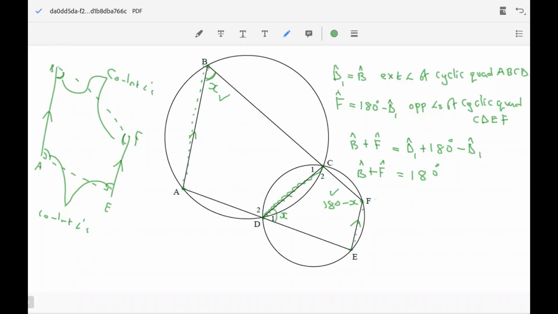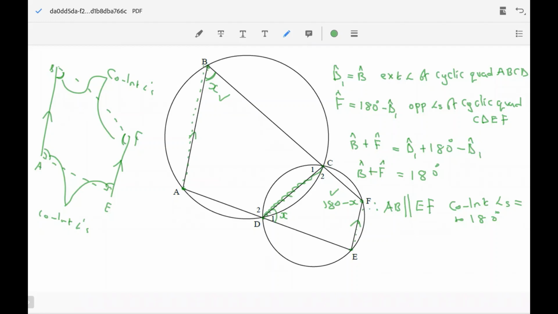So from here, we conclude and say that therefore, AB is parallel to EF. But now we need to give the reason, and the reason is that the co-interior angles are equal to 180 degrees. Or you could say that the co-interior angles are supplementary.